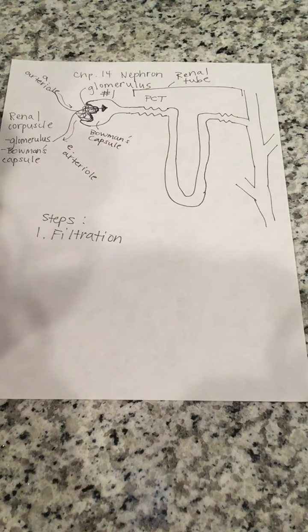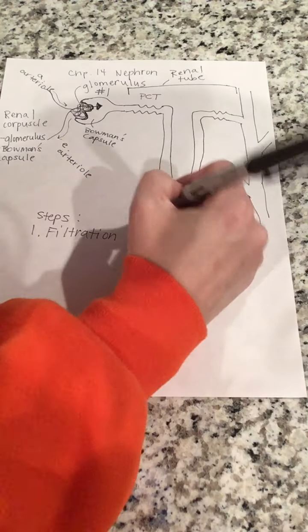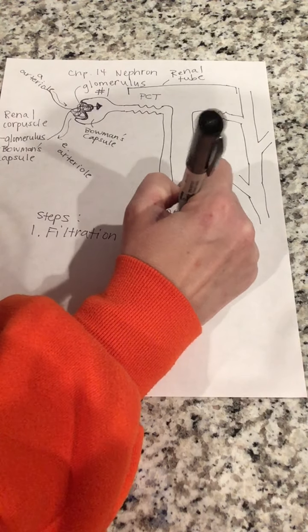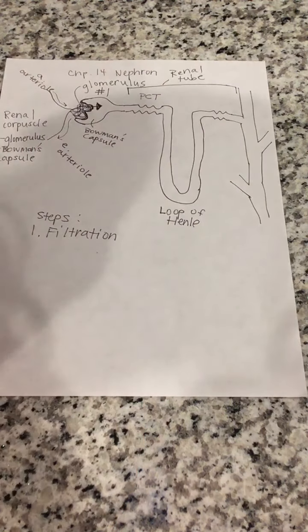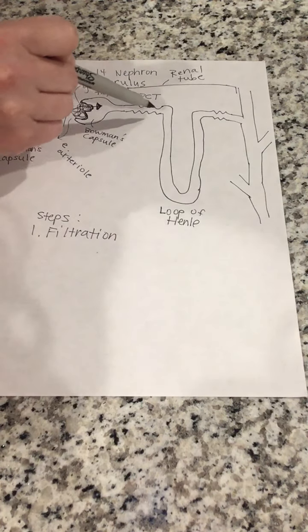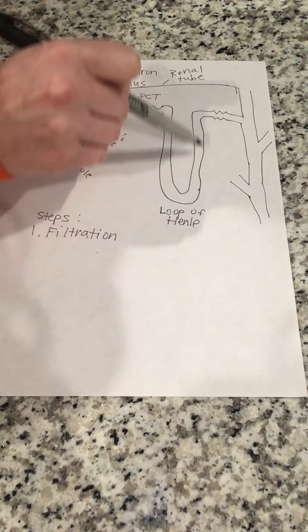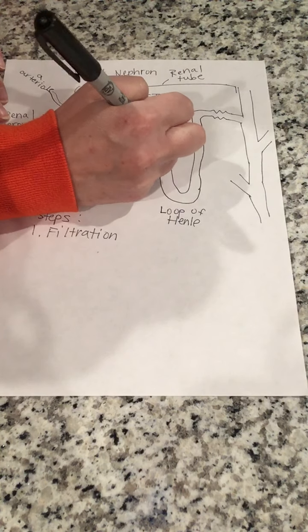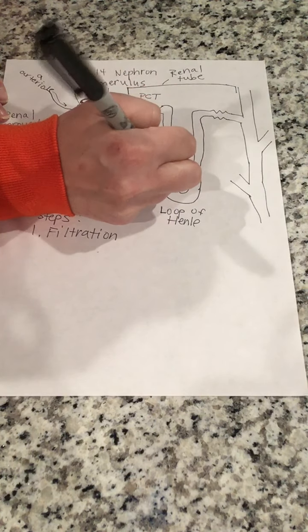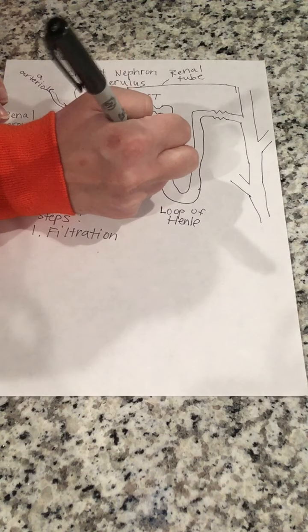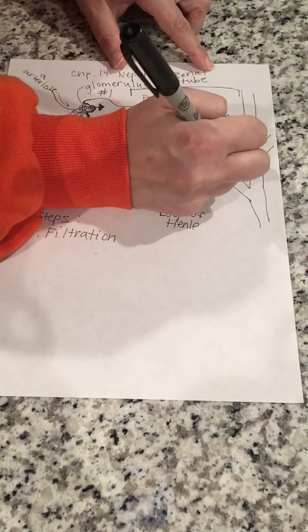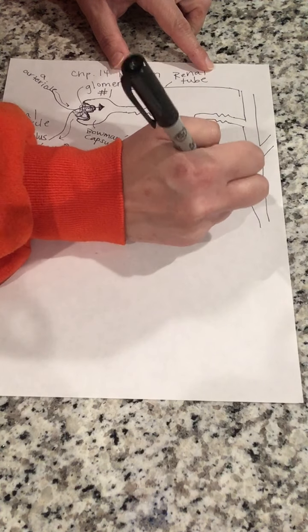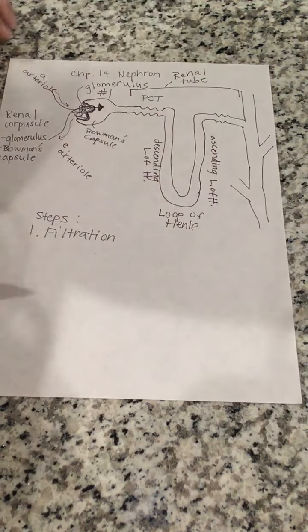And then you see this big loop. This big loop is our loop of Henle. You see there's a descending portion and an ascending portion. So this is going to be our descending loop of Henle, and then this is going to be our ascending loop of Henle.